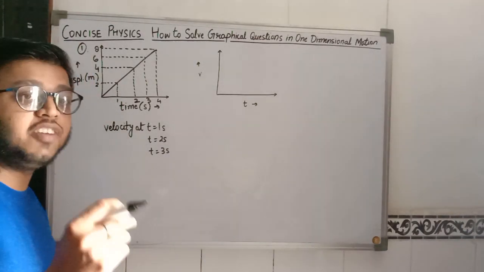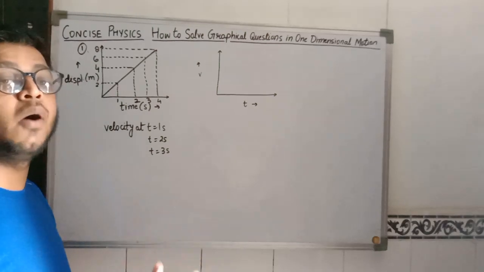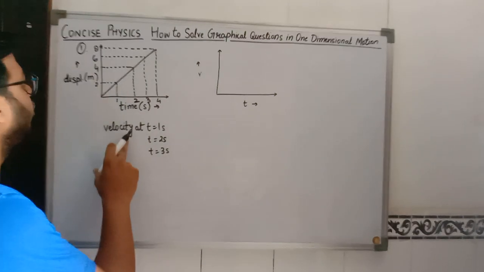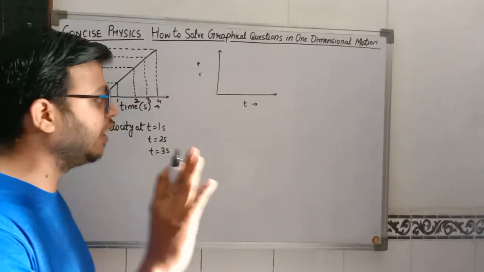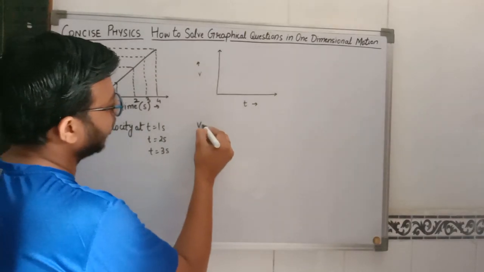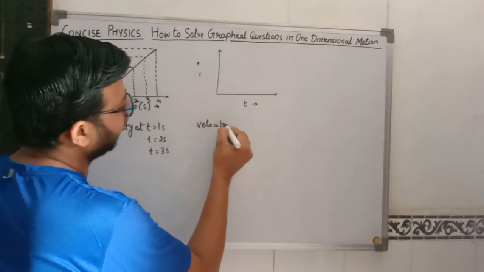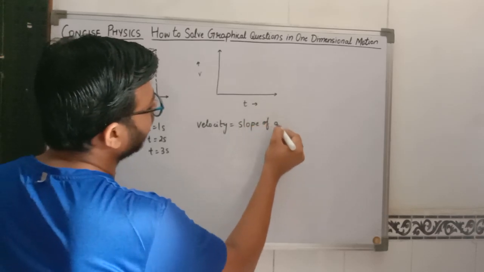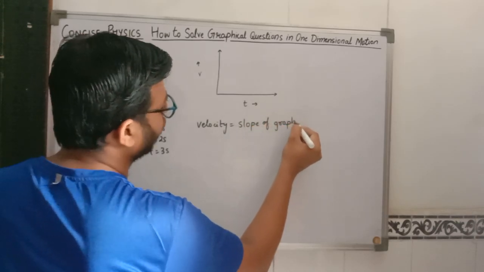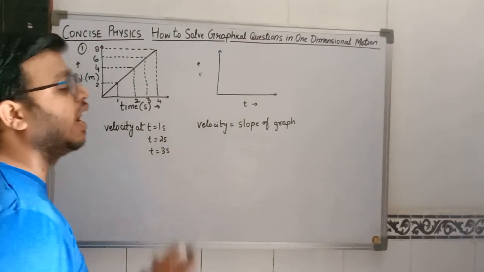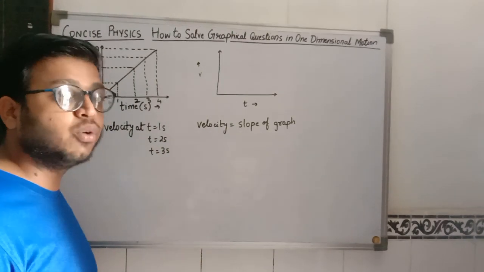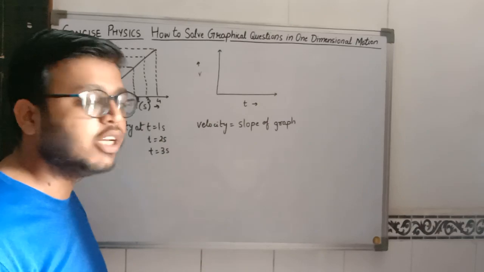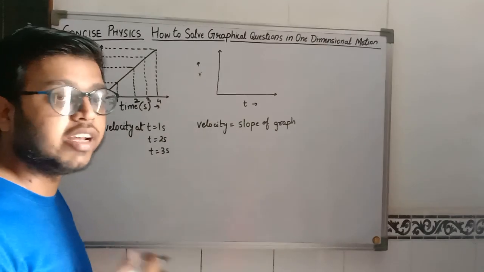So first of all, we have to understand how we can find the velocity with the help of a displacement time graph. So look carefully. Velocity is equal to the slope of the graph. That is the basic concept of finding the velocity. I have given this information in the previous video, so you can go through my channel and find that video in which I have explained it in great detail.